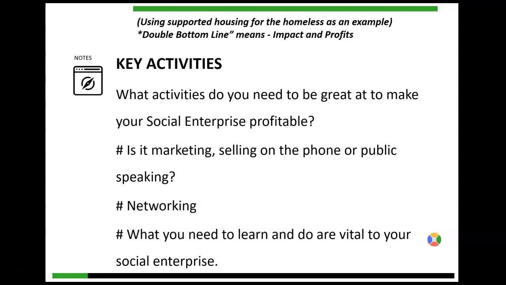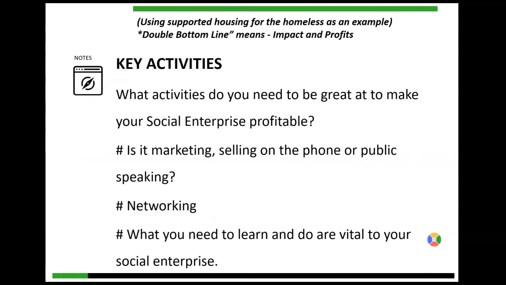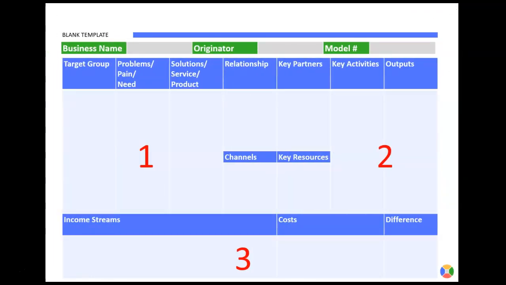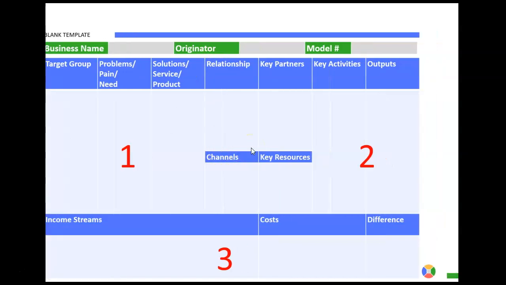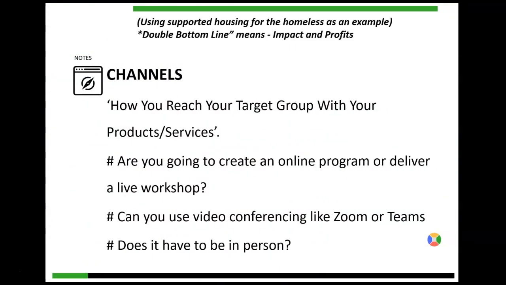Okay, let's go on to the next box, which would be the channel, which is at the lower end of the diagram here. Let's go back to the diagram. So I'm hovering my mouse here. This is what we're going to talk about next, the channels. Okay, what does channels mean? Well, channels actually mean how you plan to reach your target group with your products.